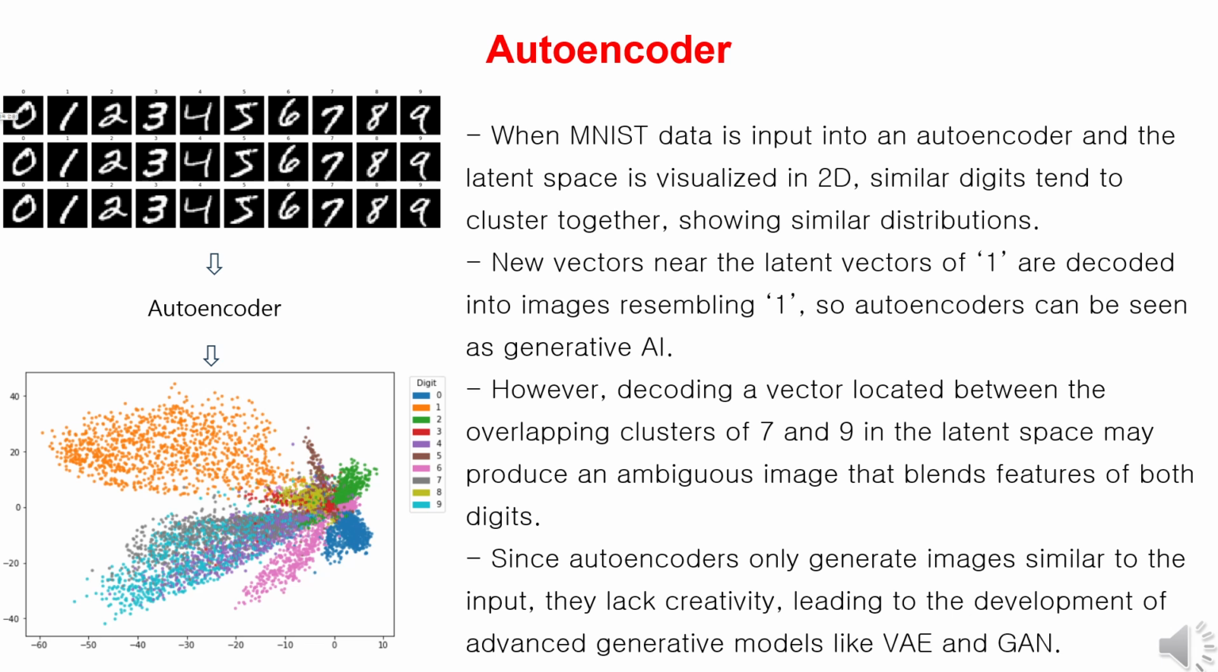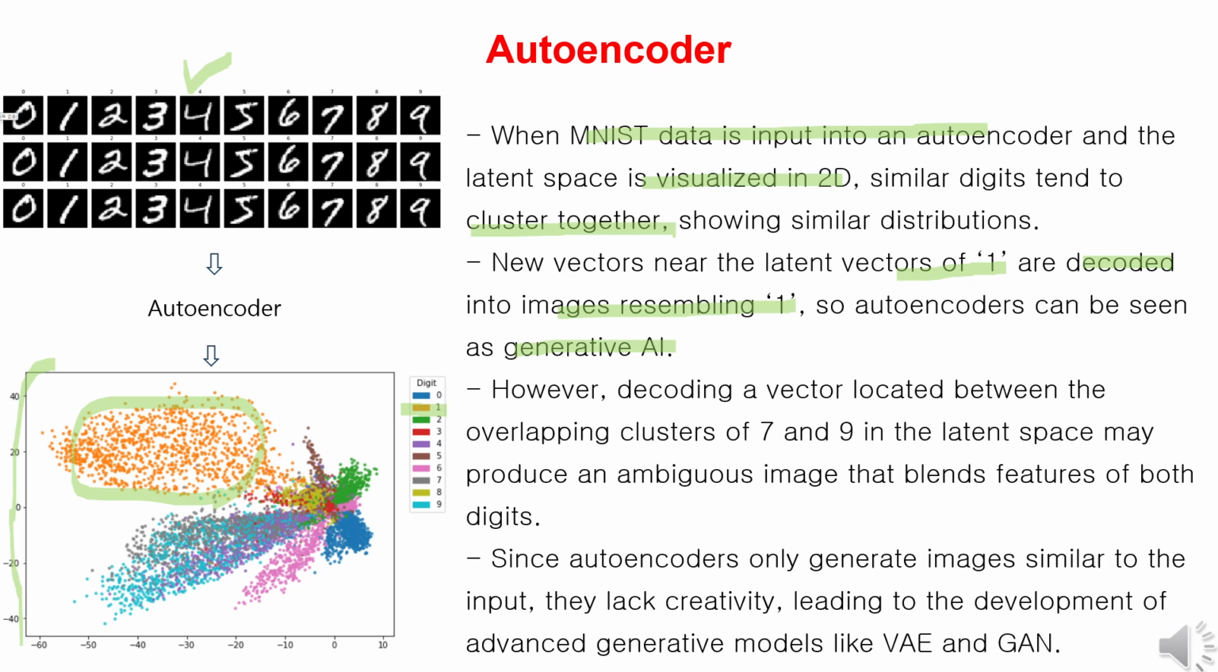When MNIST data is input into an autoencoder and the latent space is visualized in 2 dimensions, digits of the same kind tend to cluster closely together. This shows that similar data points have similar distributions even in the latent space. For example, the orange cluster here represents the digit 1, and if you place a new vector inside this orange area, the decoder will reconstruct an image resembling the digit 1. Because of this property, autoencoders have the potential to generate new data and are sometimes considered part of generative AI.